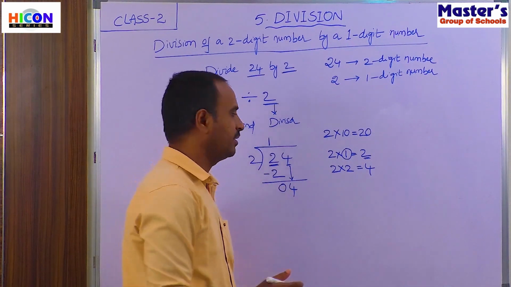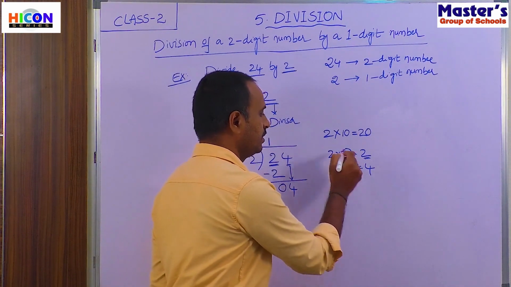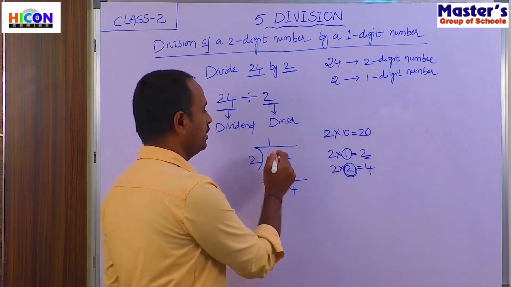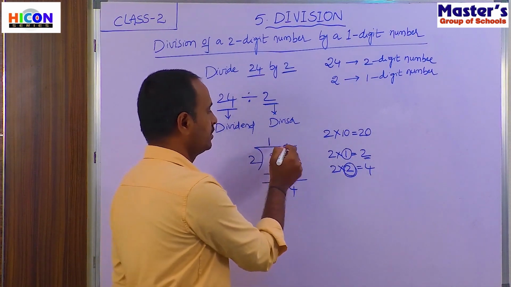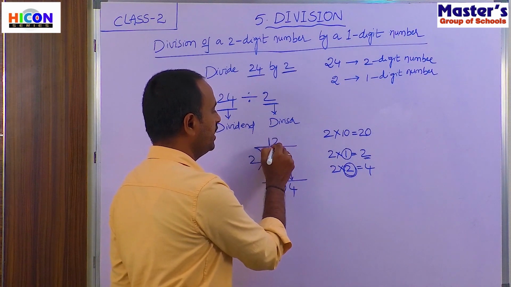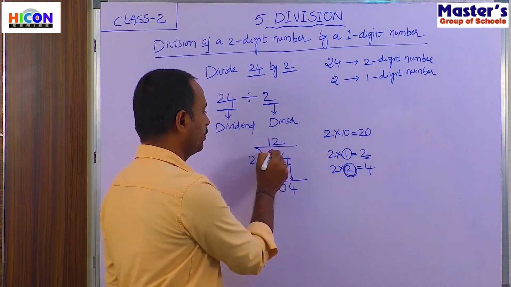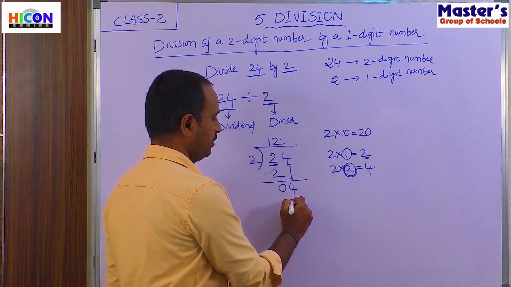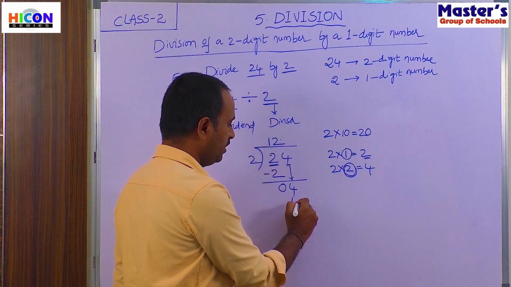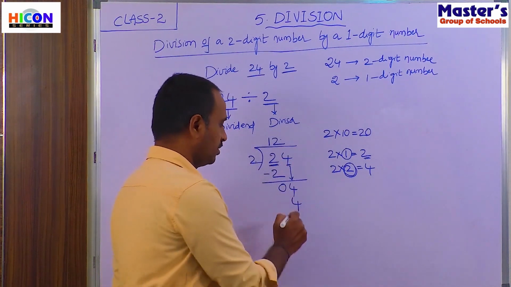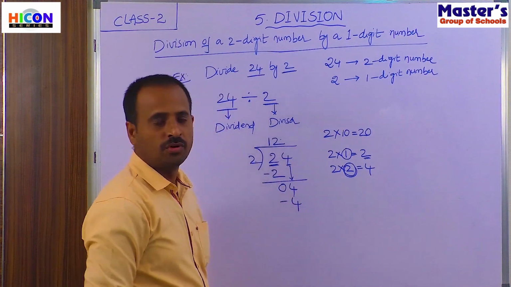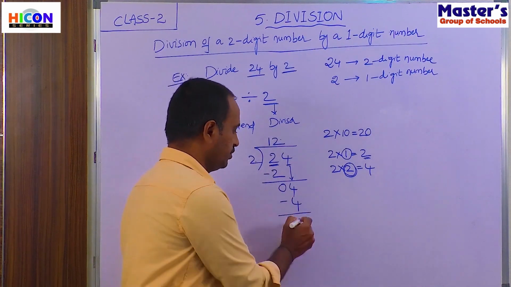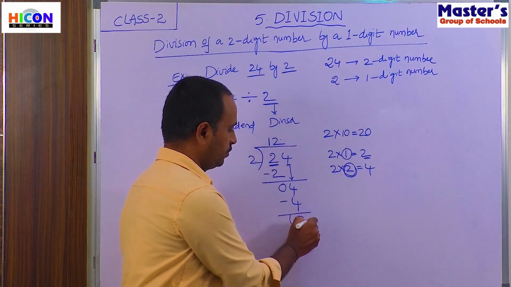How many times have we taken? We have taken 2 times. So write 2 in the quotient beside 1. And now multiply 2 into 2. That is 2 twos are 4. So write the product below the 4. That means now subtract 4 minus 4. Children, how much is 4 minus 4? 0. So 4 minus 4 is 0.